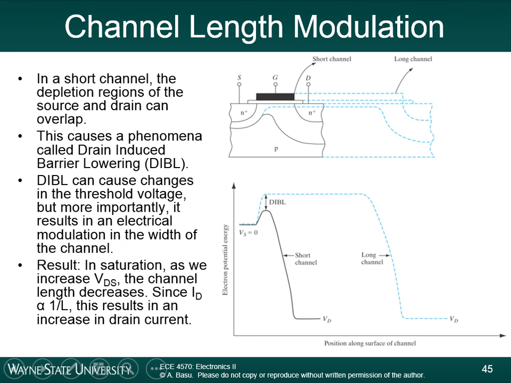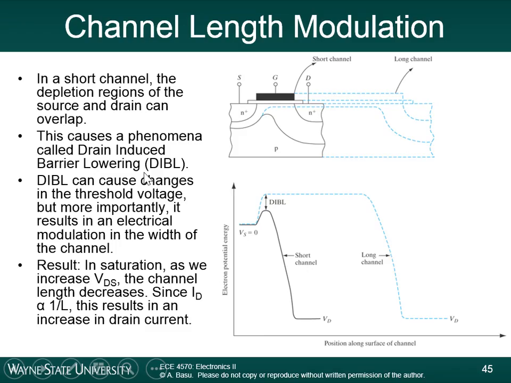So the first effect is called channel length modulation. And how many of you remember or recall this from Electronics 1? Okay, about half of you. Good. So we can talk about how this happens. In a short channel, the depletion regions of the source and drain regions can overlap.